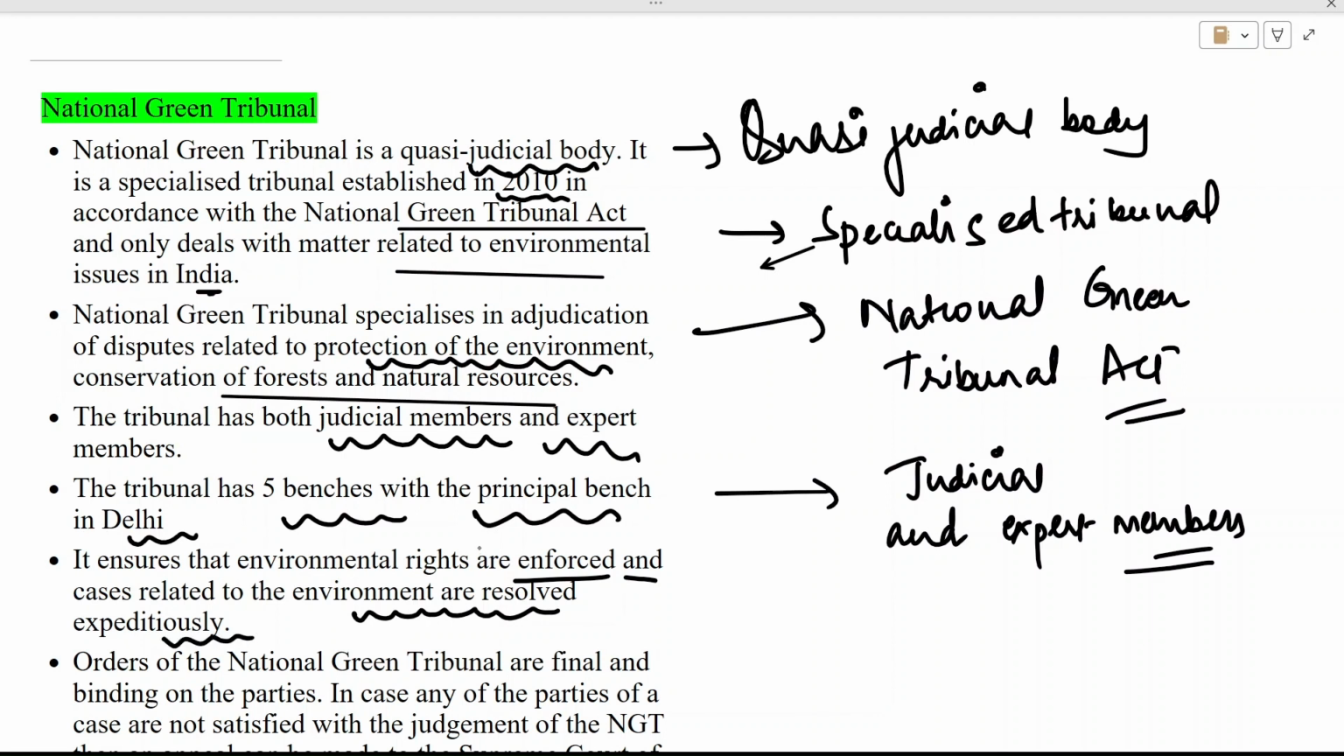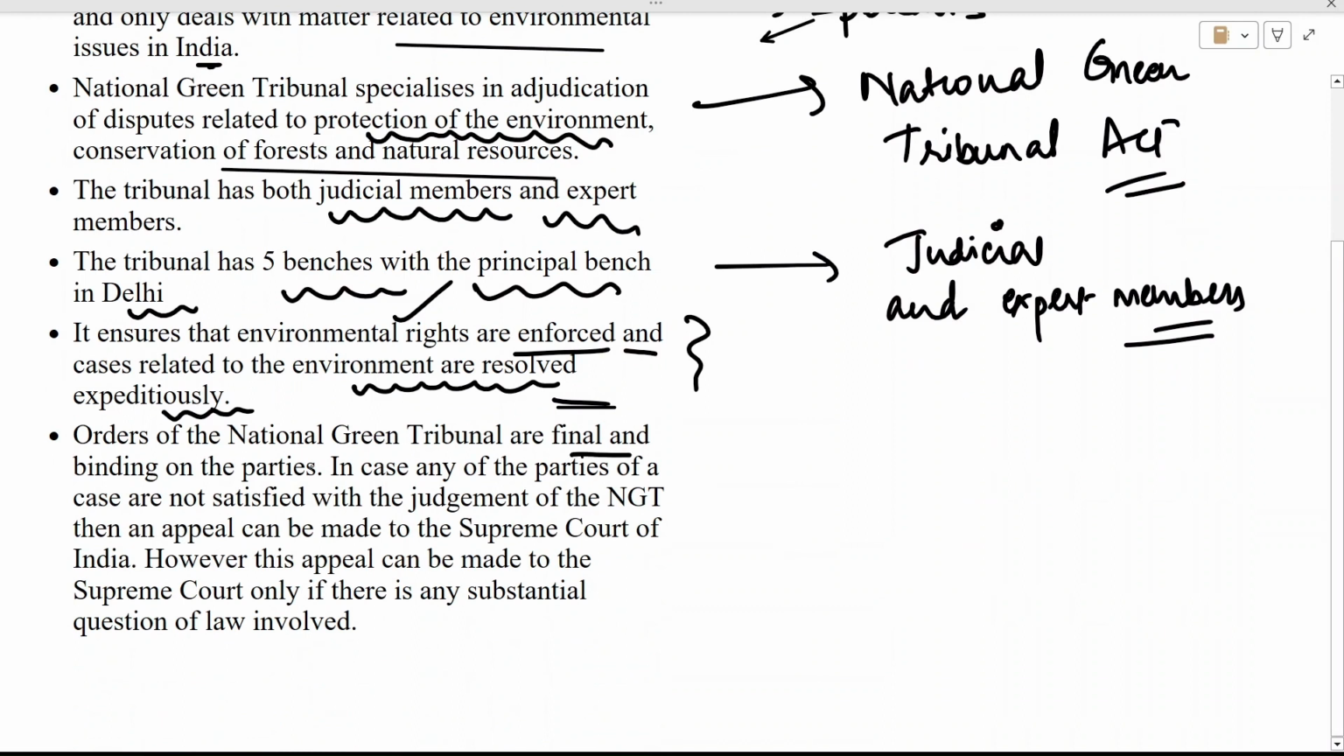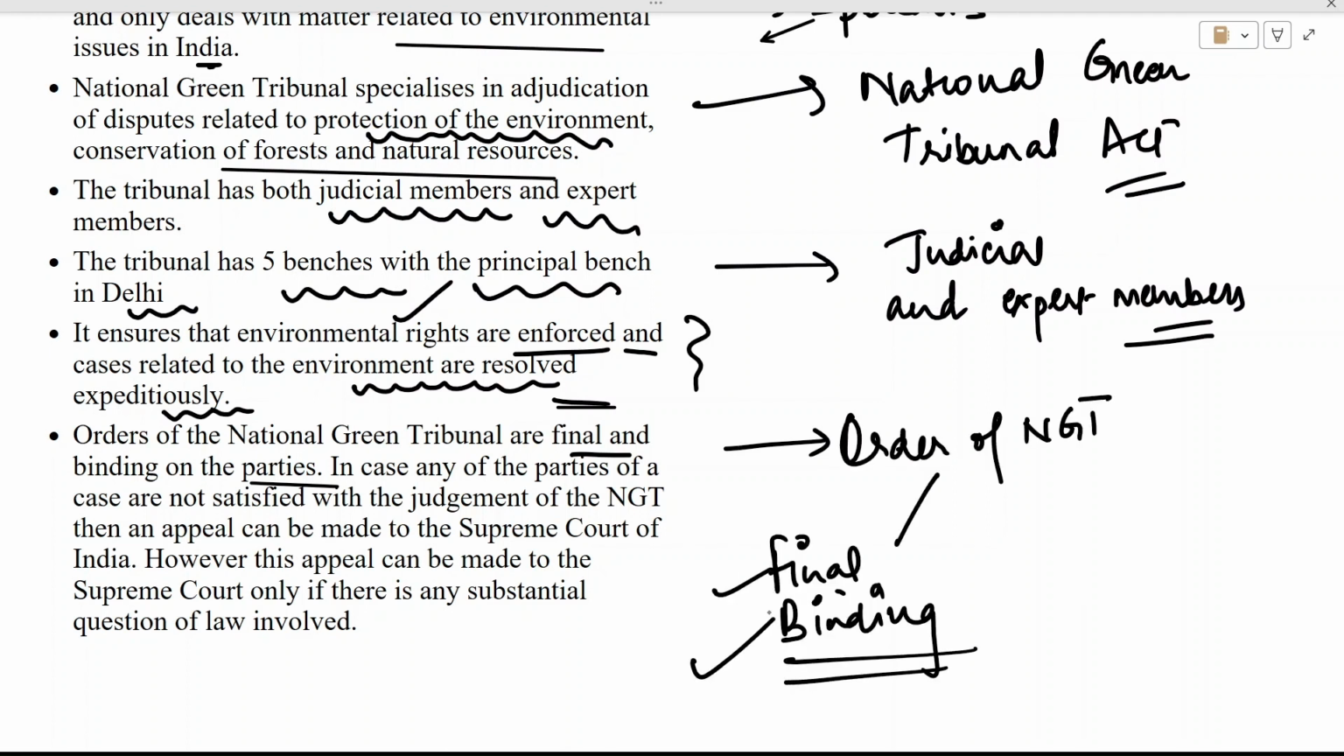Again, we had discussed what does a quasi-judicial body do, what does a tribunal do. Just like normal judicial bodies, like normal courts, they enforce the rights. So here rights would be what kind of rights? Environmental rights, because it's the NGT, it deals with environmental issues. It ensures that environmental rights are enforced and cases related to the environment are resolved in an efficient and fast way. Orders of the NGT are final and binding on the parties. Just as we discussed about the ITAT, remember? Orders of the NGT are also final and binding.